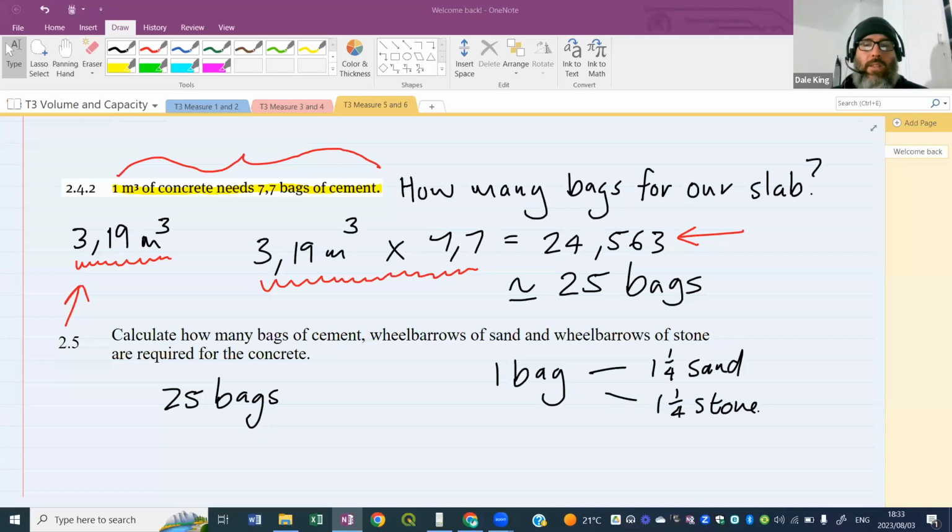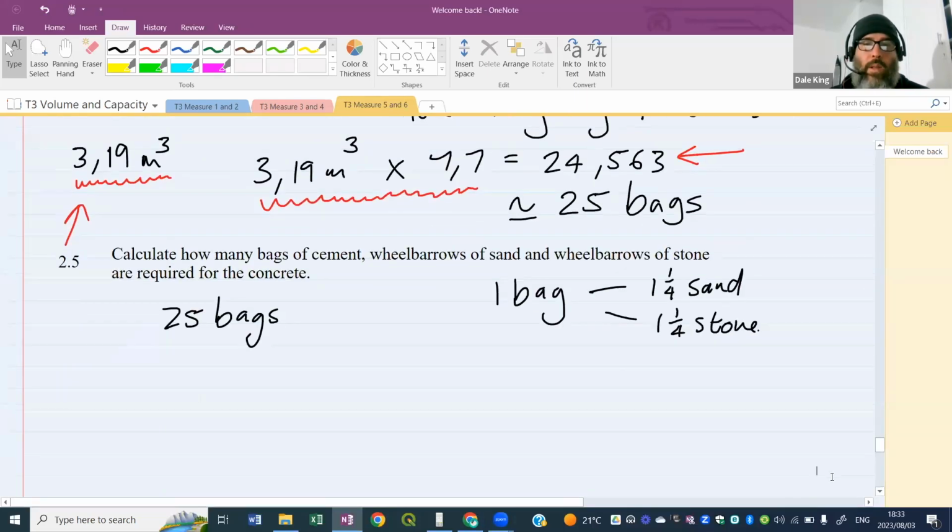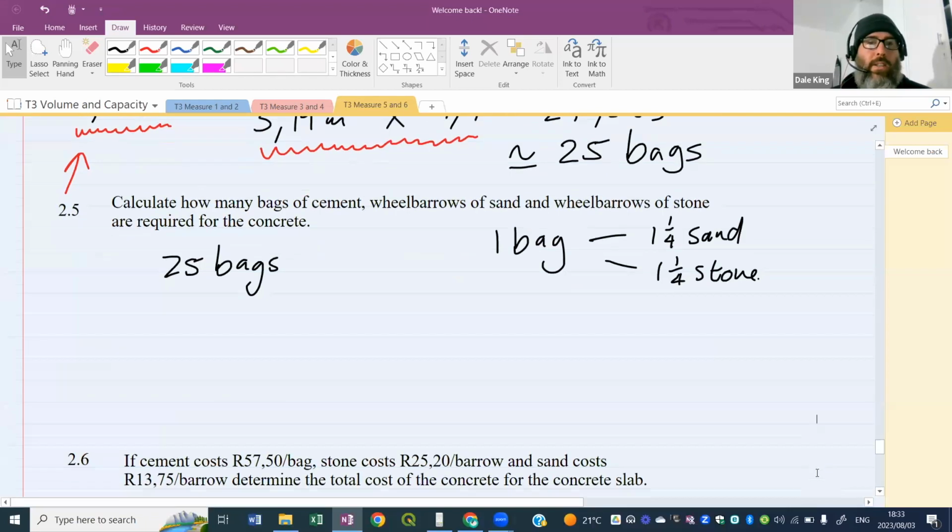All right. Looks like we're getting some answers out. Good. Okay, these are wheelbarrows. How many wheelbarrows do we need? All right, so let's have a look. I've got written there, 1 bag of cement needs 1¼ wheelbarrows of sand and 1¼ wheelbarrows of stone. So let's do the sand first.